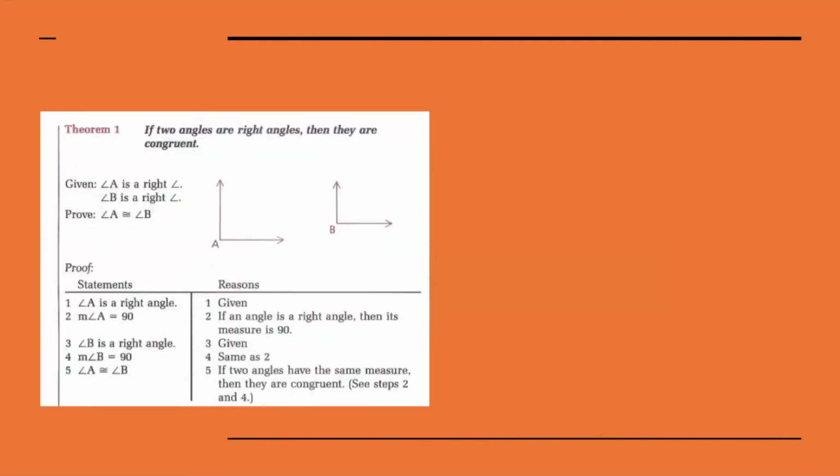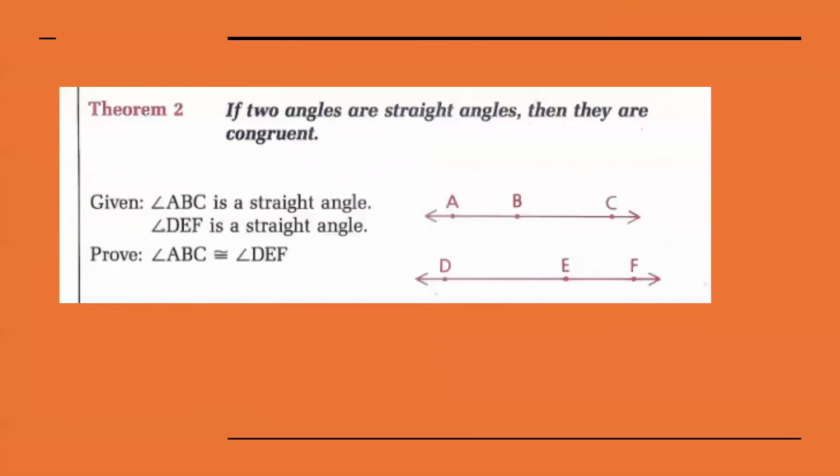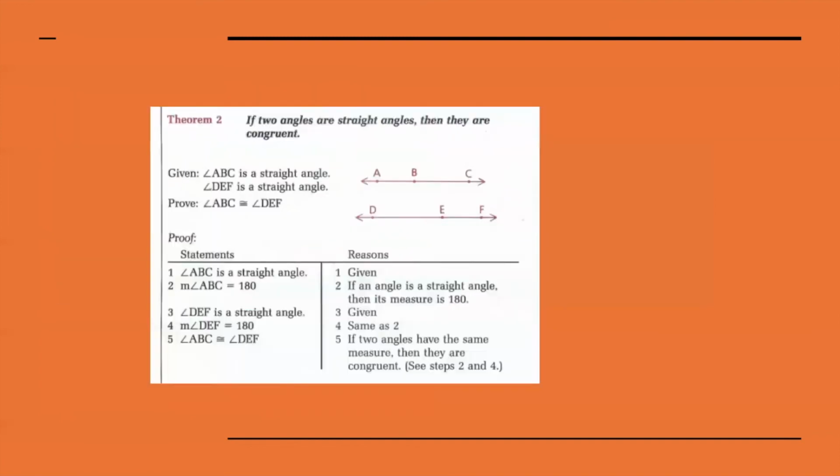Since angle A is a right angle, it's equal to 90 degrees. And since angle B is a right angle, it's equal to 90 degrees. Since both angles are equal to 90 degrees, that means angle A is congruent to angle B. Theorem 2 says if two angles are straight angles, then they are congruent. Since angle ABC is a straight angle and angle DEF is a straight angle, we need to prove that they are congruent. Since angle ABC is equal to 180 degrees and angle DEF is equal to 180 degrees, they're congruent.